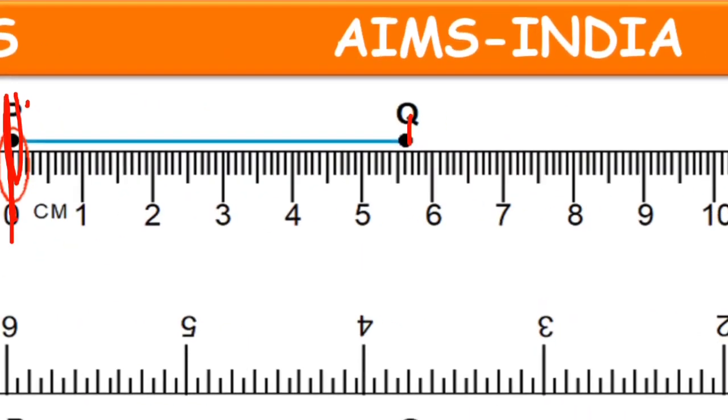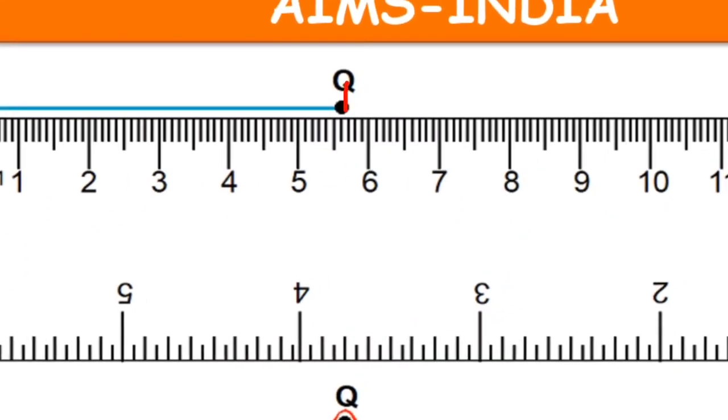If you look closely, what can we find here, children? The Q is not exactly at 5, neither is it at 6. It is somewhere in between. Now from 5 you need to count the number of lines. 1, 2, 3, 4, 5 and 6. This is on the 6th line.